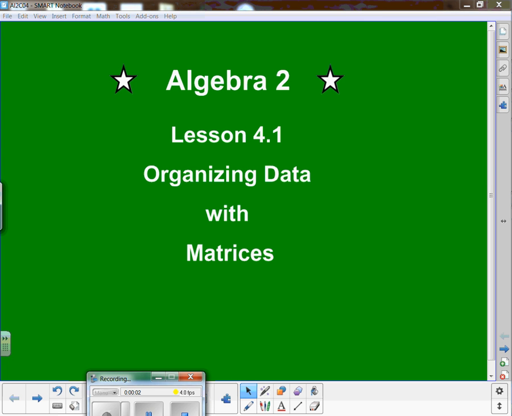All right, class, Algebra 2, Lesson 4.1, Organizing Data with Matrices. So what we're going to have is a whole chapter involving matrices and try to learn the aspects of them. You might say, I have no idea what a matrix is. It's okay. This first lesson is designed to help you to understand a little bit about matrices, and as each lesson goes by, we'll learn a little bit more.